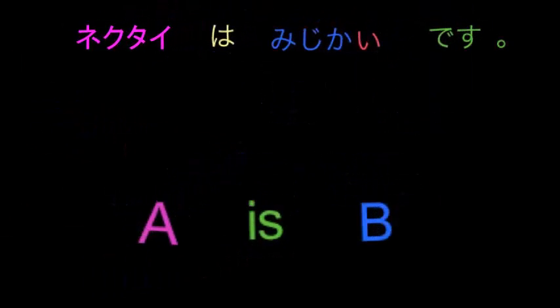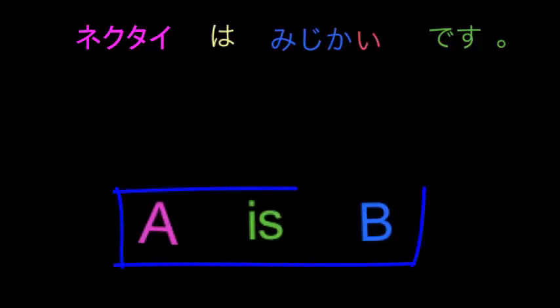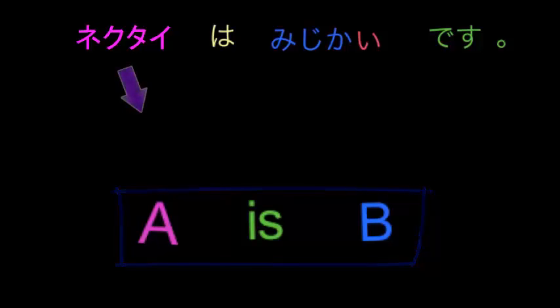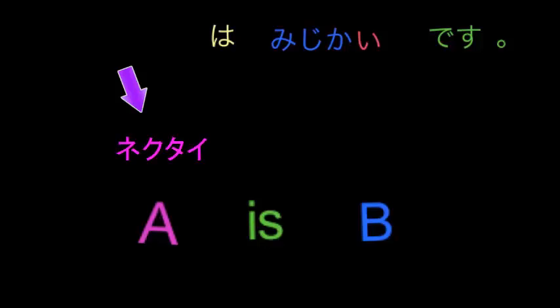Now we can use adjectives just on their own in a typical A is B sentence. And I've got one here for you. The A part, let's bring it down, is necktie. That's a tie. The B part is an adjective. So we're going to bring the adjective stem down. And we need the adjective ending, which is i, when it's used in the present positive. So that means it is short.